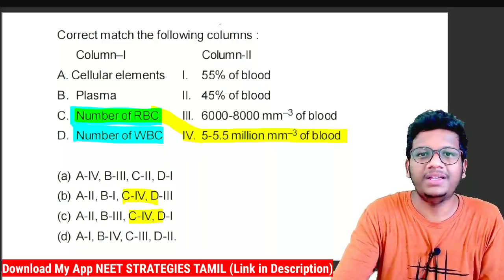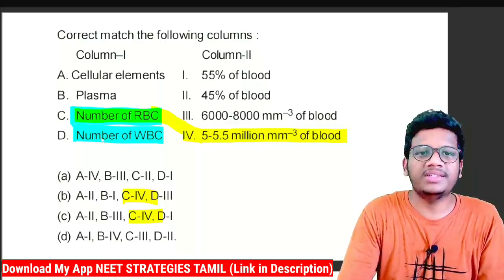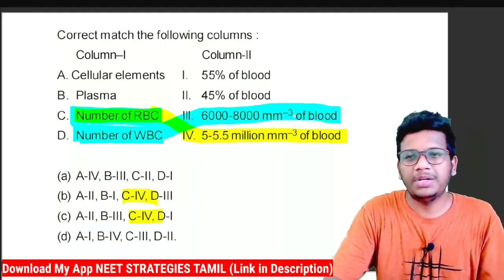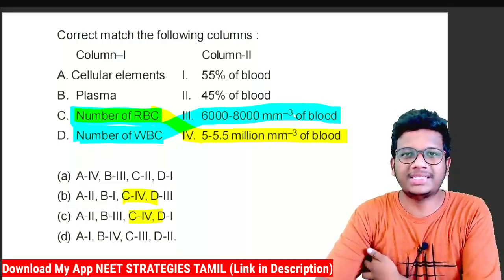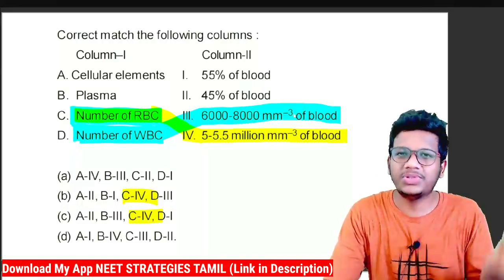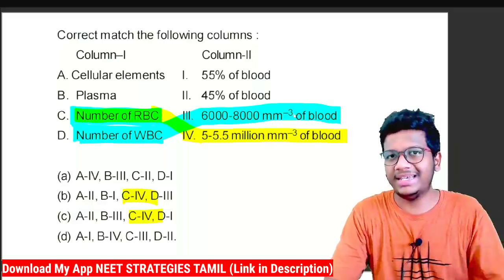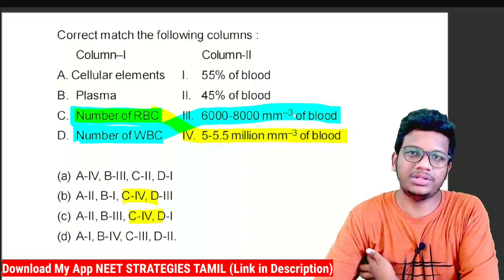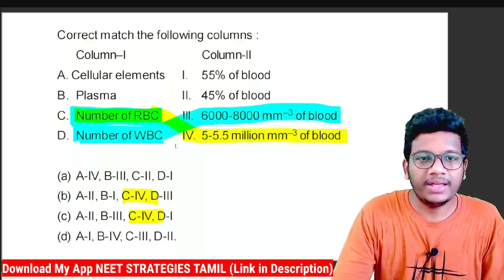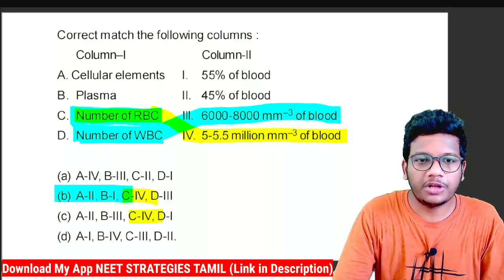Very good, happy. Then go for number of WBCs. Number of WBCs corresponds to this one, 6,000 to 8,000 per millimeter cube. Actually varying numbers are present. Some book tells you 4,000 to 11,000, some book tells you 7,000 to 11,000. So it is approximately here. Okay, according to NCERT 6,000 to 8,000. Keep it with you. Okay, so number of WBCs is like this. So my D should be 3. So I am only left with option B, C4 D3.